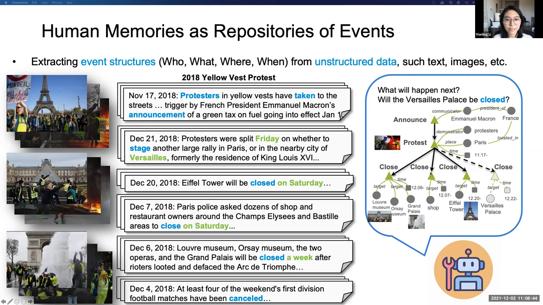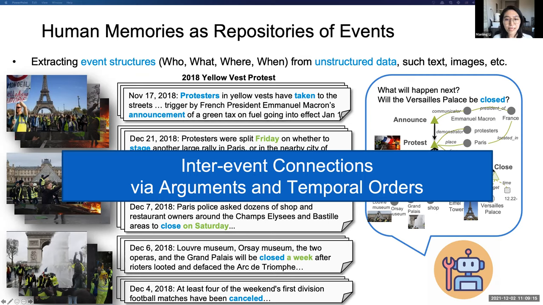Another connection between events is temporal relations. For example, the announcing event happens before the protest, and after that, a lot of places will be closed. So if we want to predict the closing event of Versailles Palace, we may need to figure out these temporal dependencies between events, and also consider the argument connections, like the physical relations between the Versailles Palace and other places like Louvre Museum. As a result, events cannot be understood individually, but need a global view. So in this work, we check the entire event graph and capture the inter-event connections.